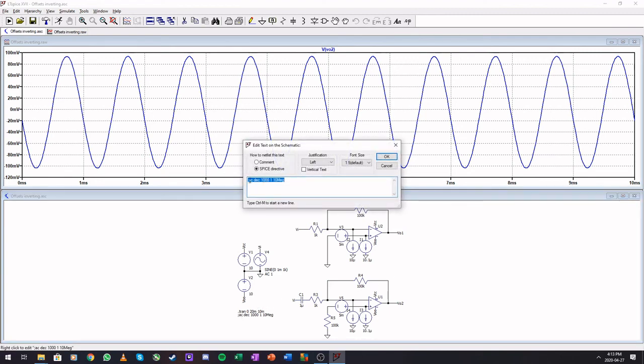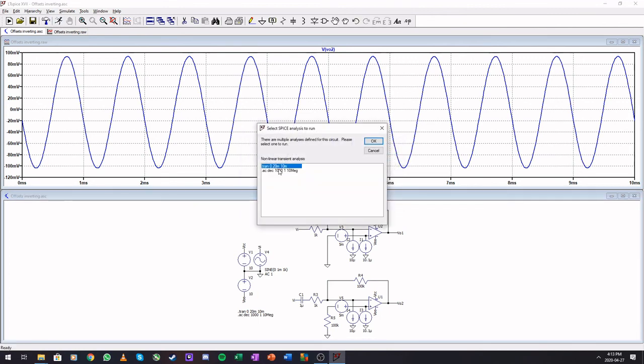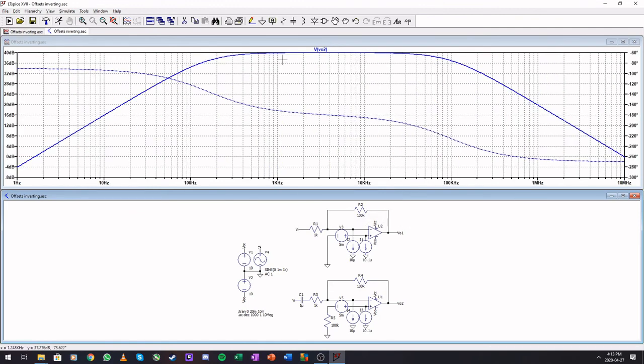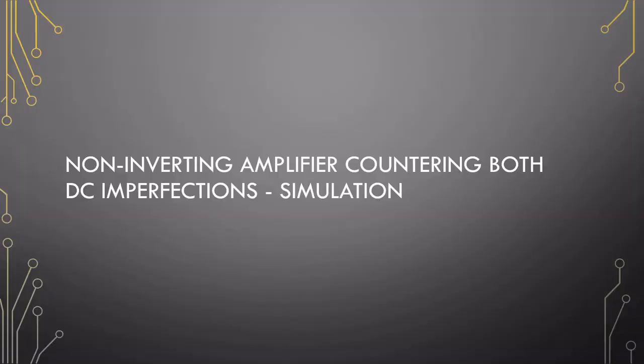Again, adding the capacitor will have an influence on our low frequency side, and if we take this one, there is no influence on our low frequency side. So for the inverting amplifier, you have to add the capacitor and the resistor. Now we will have a look at the non-inverting amplifier and how to counter both DC imperfections at the same time.